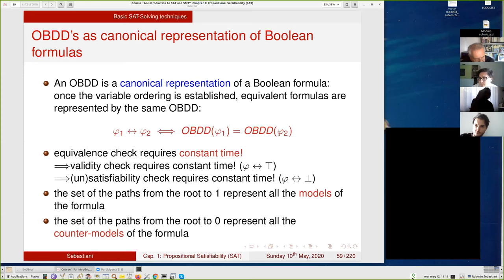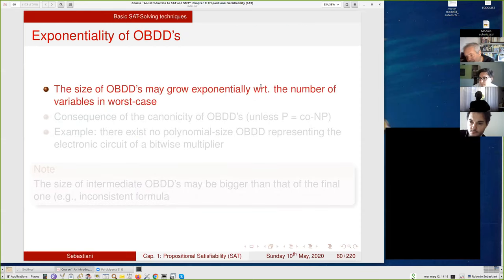And in general, the set of paths from the root to one represent the models of the formula, and the set of paths from the root to zero represent the counter models of the formula. Unfortunately, there's no free lunch. What you have to pay is that the size of the BDD may grow exponentially with respect to the number of variables in the worst case.